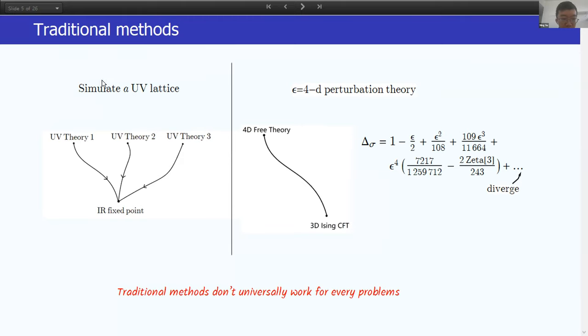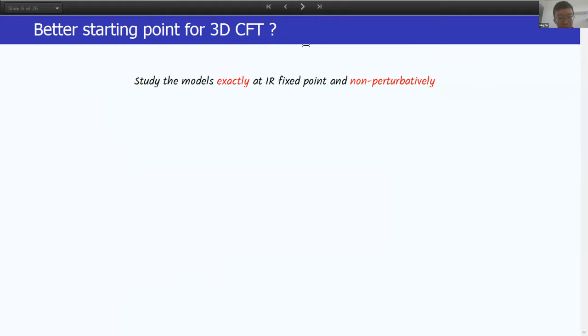The other way we can do is simulate a lattice model, and let the UV lattice theory flow to the IR fixed point. It seems to me the traditional methods don't universally work for every problem, and each has its own difficulties. So I would like to have a new approach. Maybe a better starting point for the 3D Ising model is that perhaps we should study the model exactly at the IR and non-perturbatively. So we try not to use any UV information, and we try not to use any information from the Lagrangian.